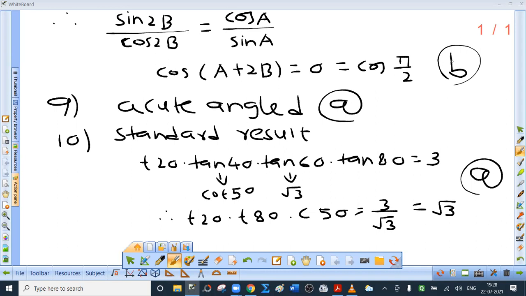We have already proved this result. Tan 20, tan 40, tan 60, tan 80. This product is 3. Now tan 60 is root 3. What is tan 40? It is cot 50. Why? 40 is 90 minus 50. Tan of 90 minus theta is cot theta. See why I'm saying cot? Because we are asked to find that only. So tan 20 into tan 80 into cot 50 is 3 upon root 3. That is root 3, which is given in option E. Okay. So that's it.